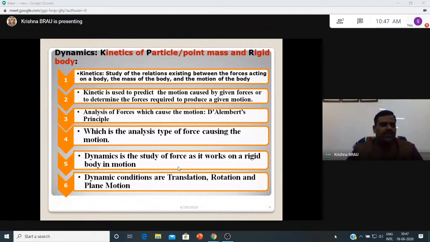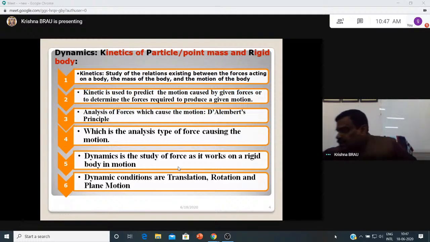The analysis of forces which cause the motion, the type of force causing the motion. Dynamics is the study of force as it works on a rigid body in motion.